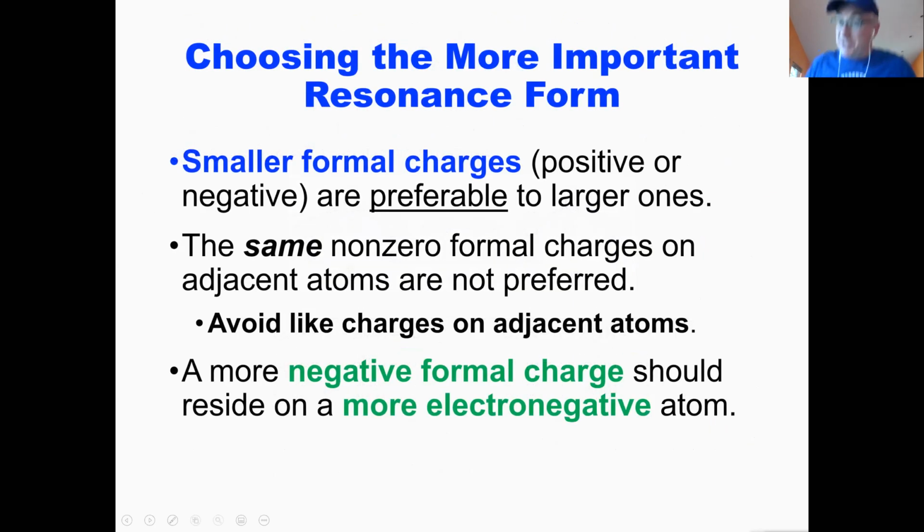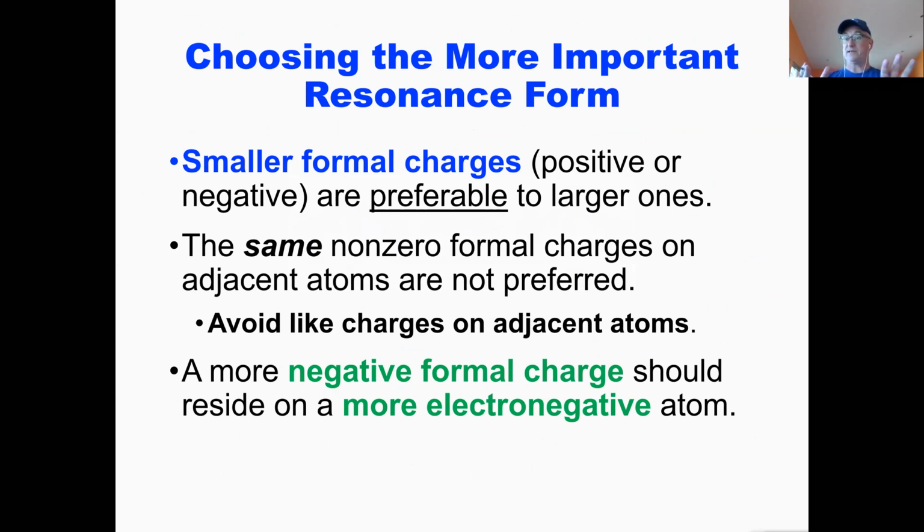So, questions that people have been asking me. How do I know which resonance form is the best? Which one is most reasonable? Here are some of the rules to go over for that. Smaller formal charges are preferable to big ones.